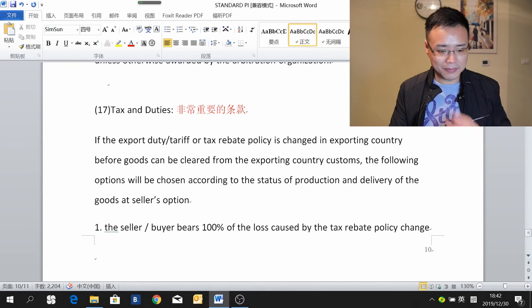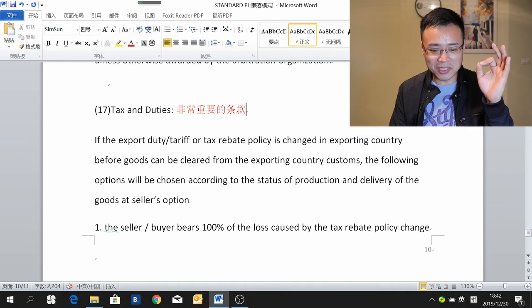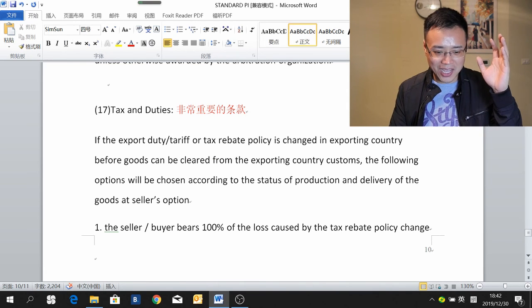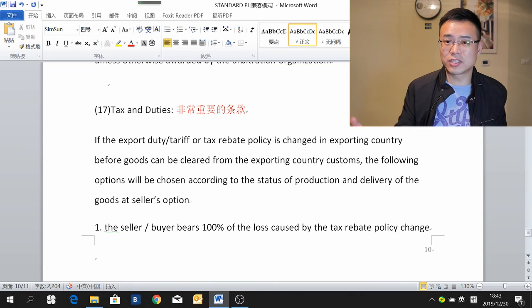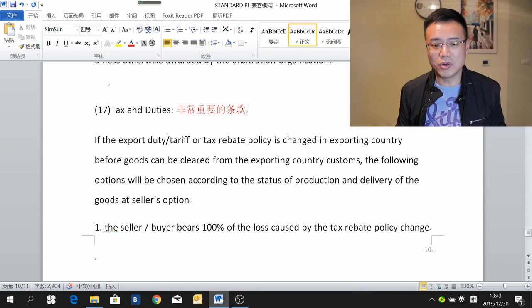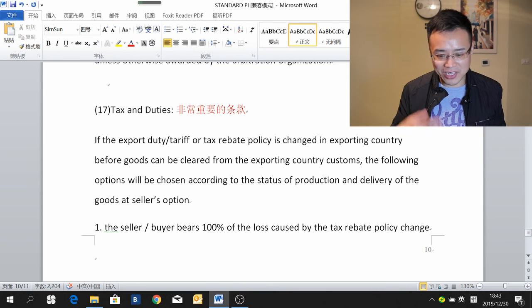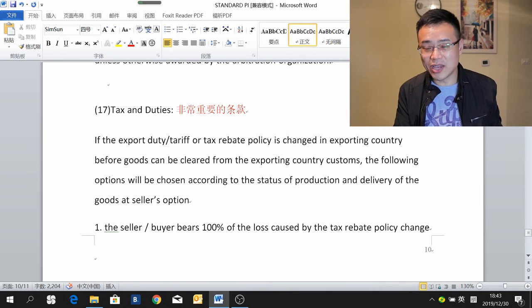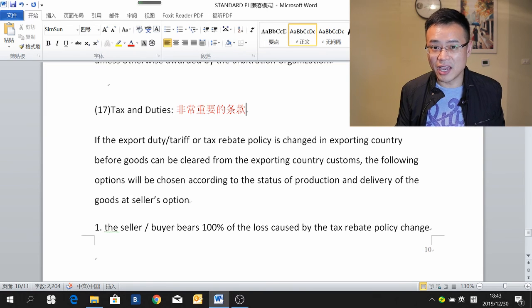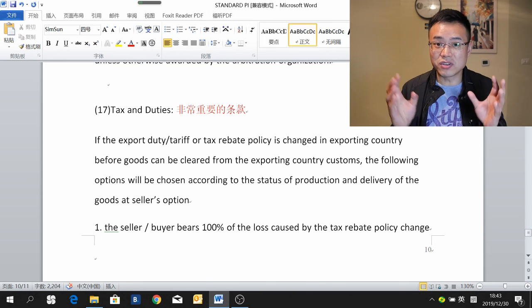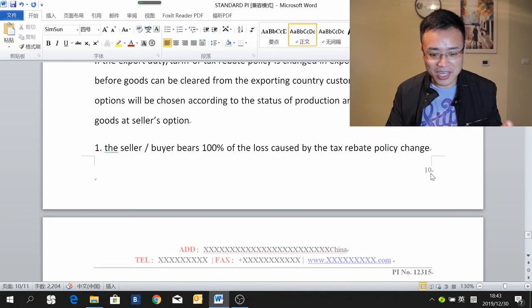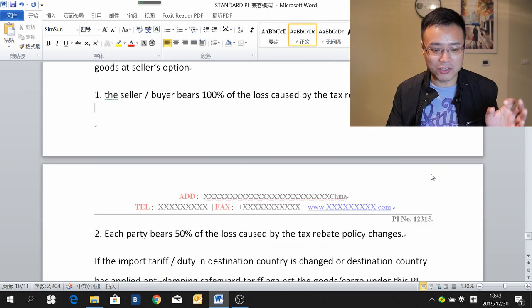And tax and duties, this is extremely important because nowadays a lot of countries are changing the import duty, export duty, or applying anti-dumping. So in case you sign the contract, you have like a 13% tax rebate. And before you can ship the material, before you can clear Chinese customs, China suddenly cancels that 13% tax rebate. What can you do? You're going to suffer a huge loss, 13%. So we have to make it very clear, who is going to pay for that if such things happen?